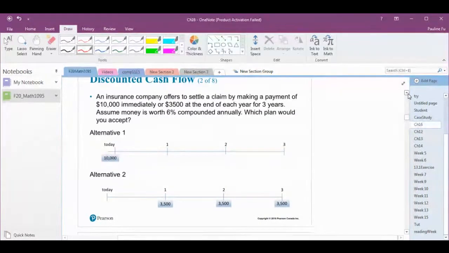Now let's take a look at an example. An insurance company offers to settle a claim by making a payment of $10,000 immediately or $3,500 at the end of each year for 3 years. Assume money is worth 6% compounded annually. Which plan would you accept?